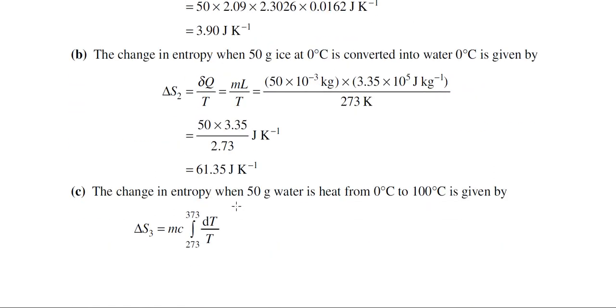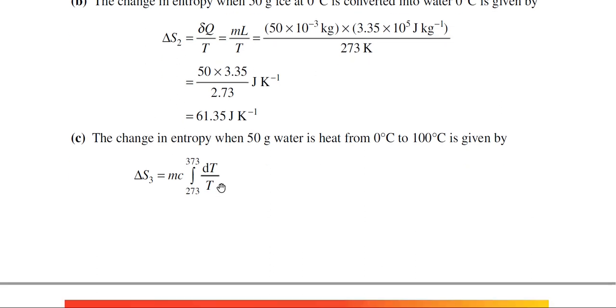Now in the second step, this 50 gram of ice at 0 degree centigrade is converted into water at the same temperature, that is 0 degree centigrade. So this is a phase change, and we know that when you consider the phase change, the expression of entropy is delta Q by T or mL by T, where m is the mass, L is the latent heat, and T is the temperature, that is 0 degree centigrade, that means 273 Kelvin. So delta S2 is this one.